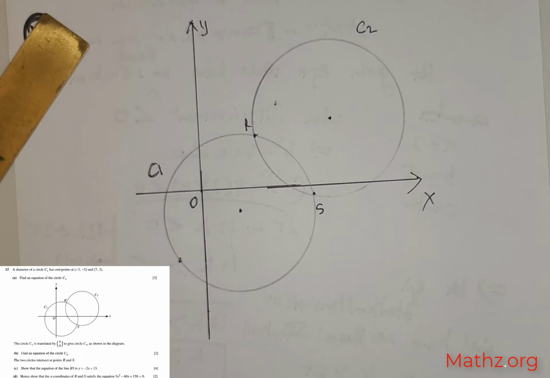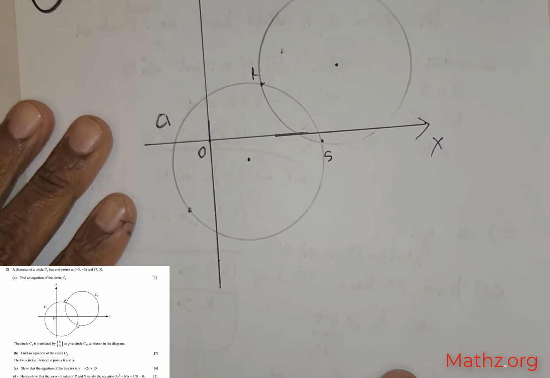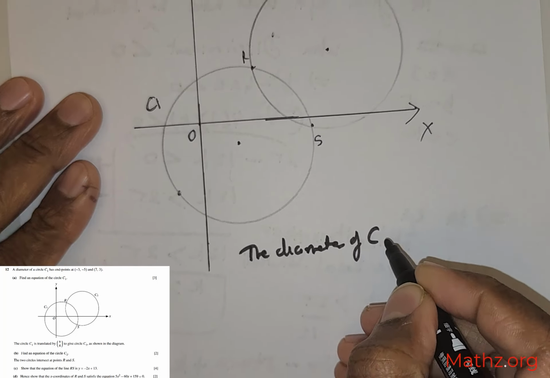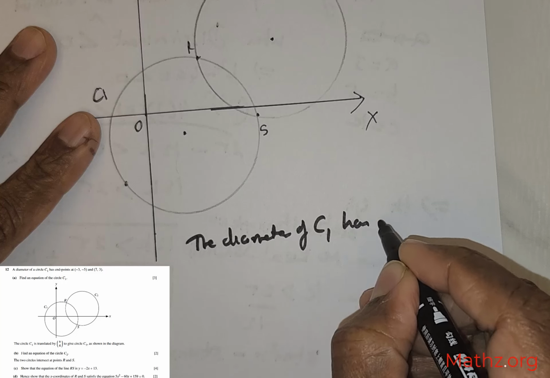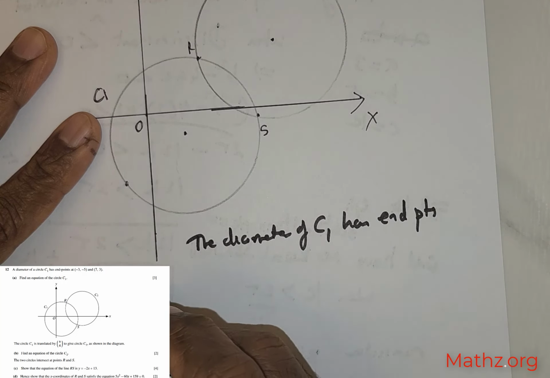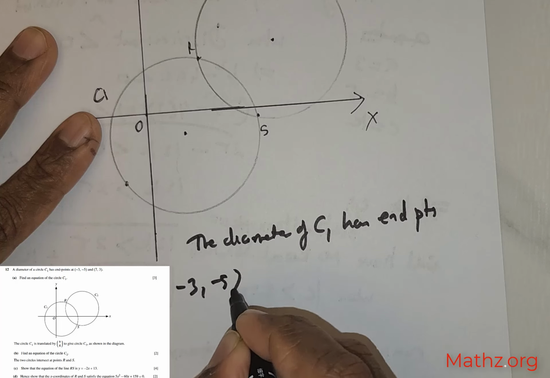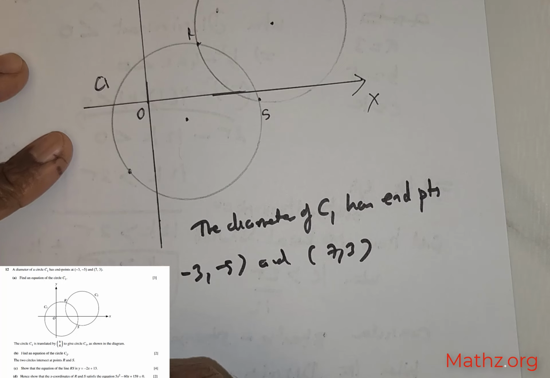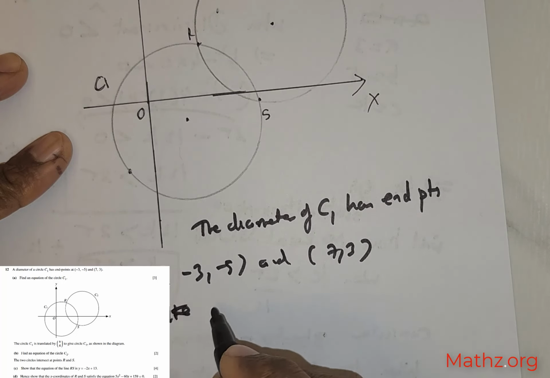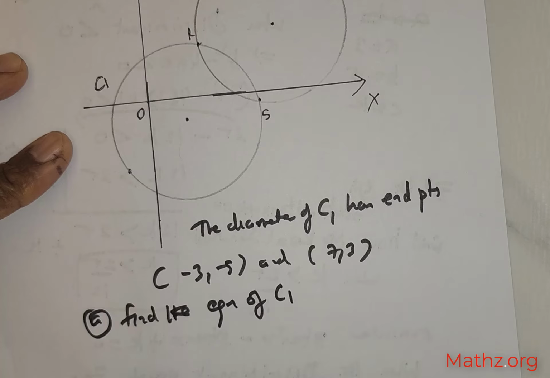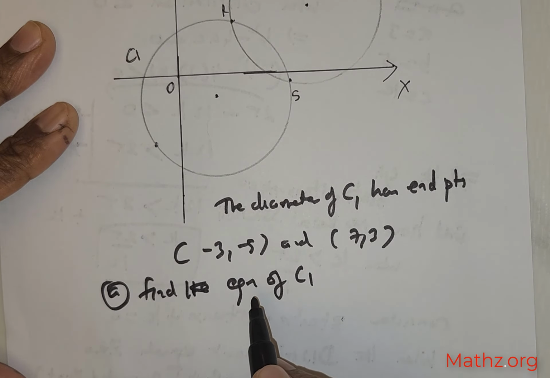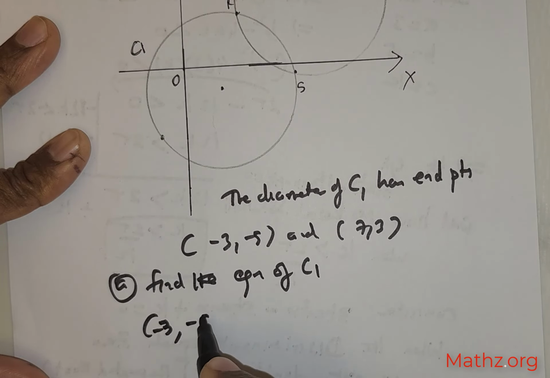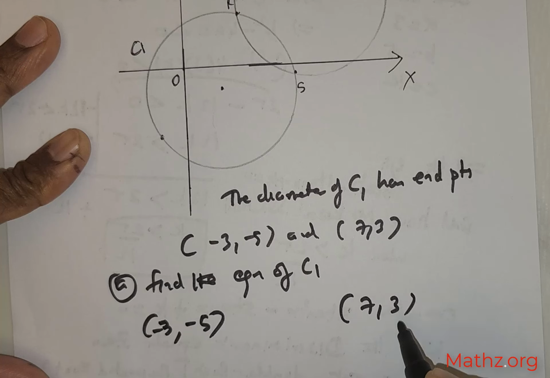Now let me write the question. The diameter of C1 has end points -3, -5 and 7, 3. They are asking us to find the equation of C1. Right, so now these 2 points are given, so let me write that down. -3, -5 and 7, 3.